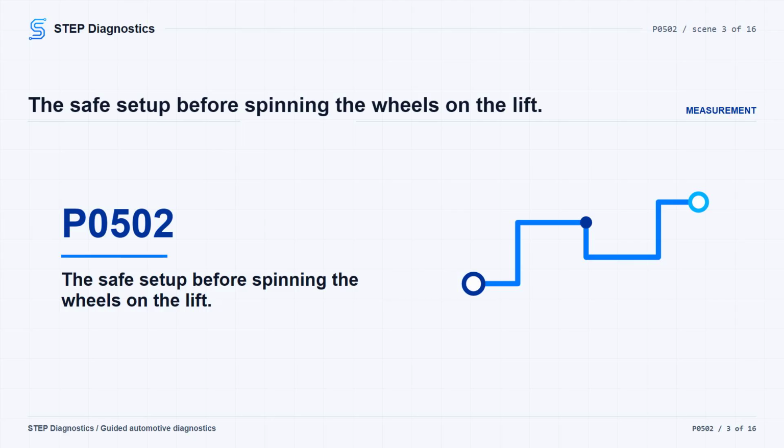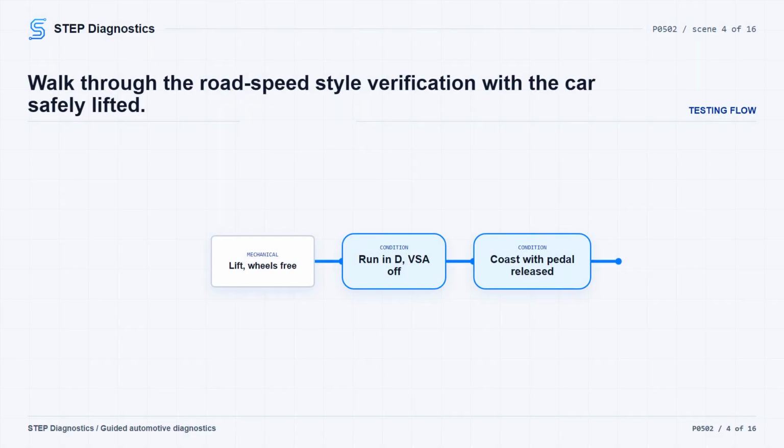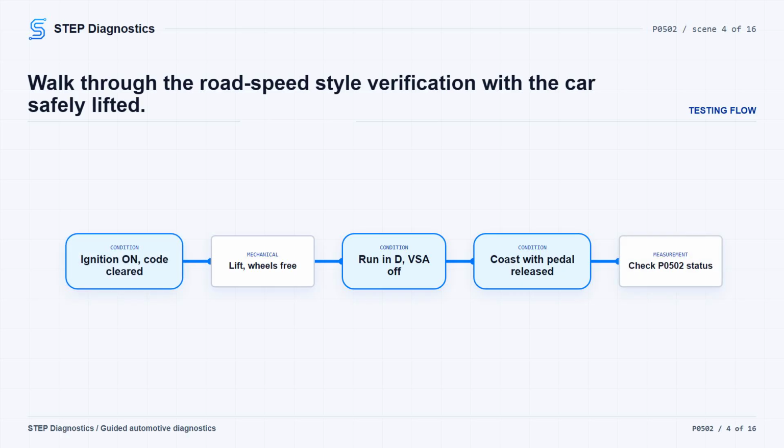Then verify the problem. Turn the ignition on, clear the code with the HDS, and raise the vehicle on a lift. Make sure it is securely supported and that all 4 wheels can rotate freely. Start the engine, turn VSA off, run the vehicle in D with engine speed at 1,000 RPM or higher. Then release the accelerator and do not press it again for at least 4 seconds. Slow down, stop the wheels, and check for pending or confirmed P0502 with the HDS.